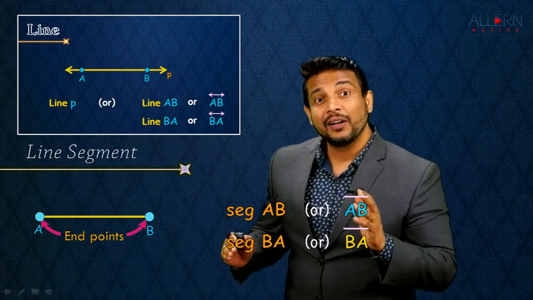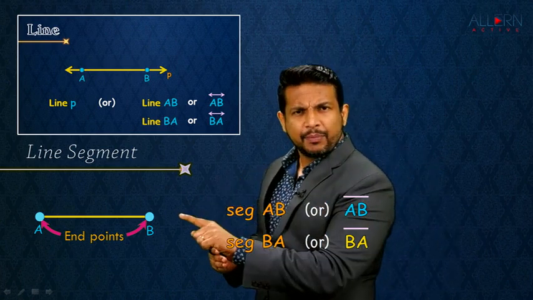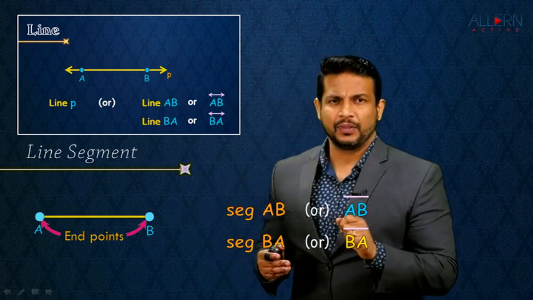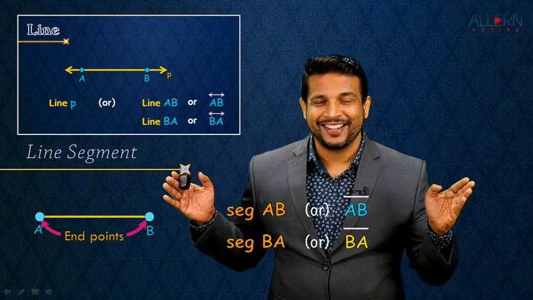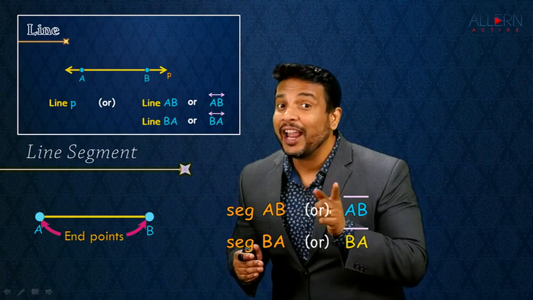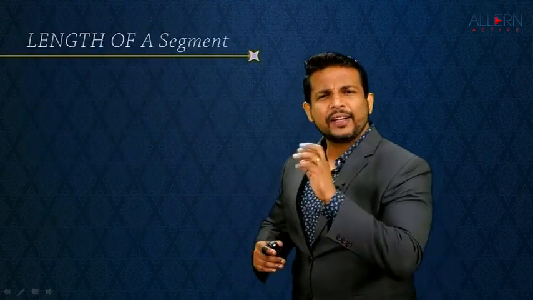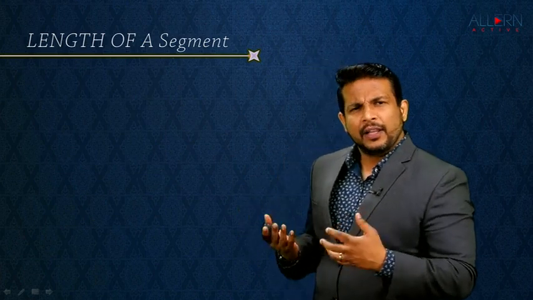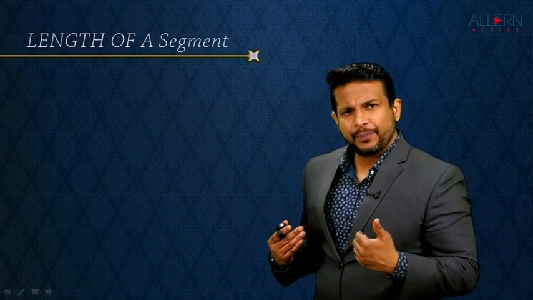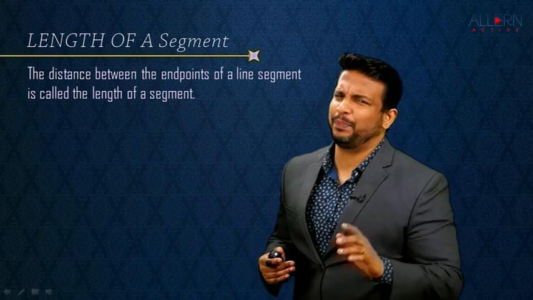So remember, a line segment is always finite. And a line segment is always a part of a line. Line is infinite, but a segment is finite, having end points. Was that easy? Very, very simple, right? Now we know a line segment. In other words, we also call it a segment. So what is the length of a segment? That's very easy, very simple, right?